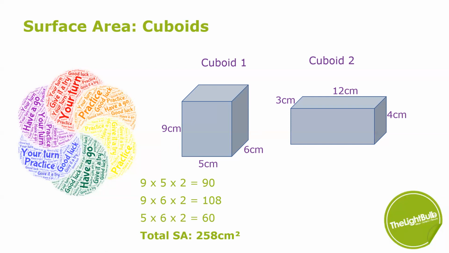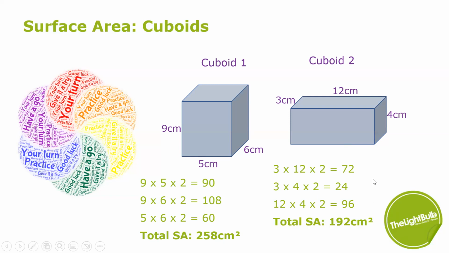Okay, so how did you do? Well, the top of this is 3 times 12, and then times 2 for the top and the bottom, 72. The side is 3 times 4 times 2 for the 2 sides, that's 24. And then finally, the back and the front is 12 times 4 times 2, gives us 96 for those sides, and that gives a total surface area of 192 centimeters squared.